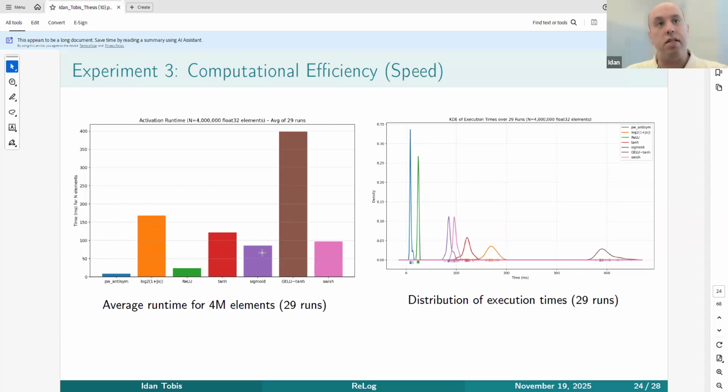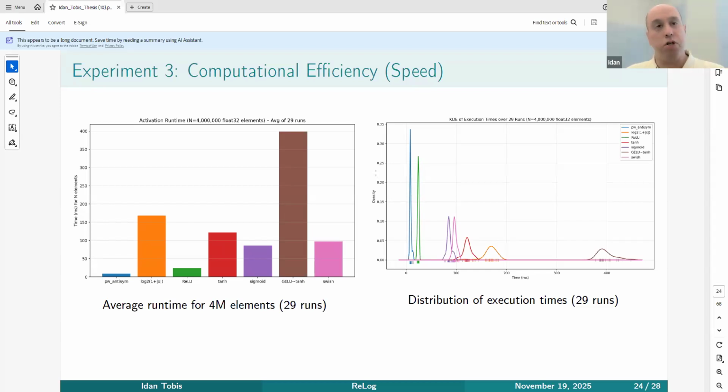And so we compared some of the known activation functions like swish and ReLU, together with the classical ones, sigmoid and hyperbolic tangent, and also the regular, normal log2, just for comparison, because we know that log2 is slow. So we've seen that the piecewise approximation of the logarithm, which is the blue graph, is much faster than everything else, including even ReLU.